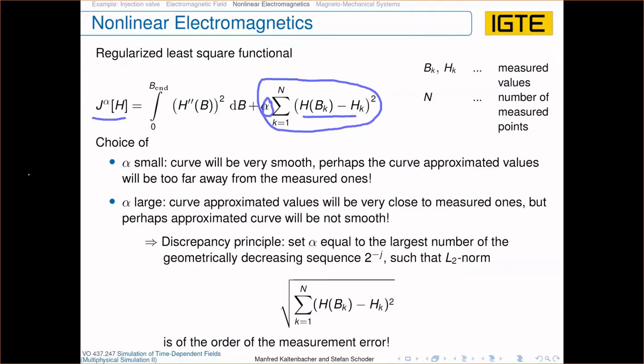until the difference we have in our error measurement between the measured h values and the approximated one is in the order of the measurement error. And that makes sense. It makes no sense to be more accurate than the measurement error. So with the help of this discrepancy principle, it is a good choice to optimize your function with this least squares regularized function.